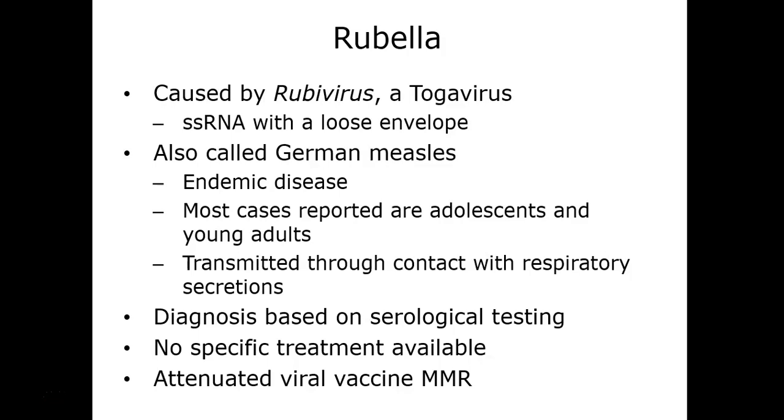So it's spread through respiratory secretions. Most cases are asymptomatic. However, we mentioned earlier that in some cases, it's able to cause congenital defects such as birth defects and stillbirths. It is also vaccinated against through the attenuated MMR vaccine, that is measles, mumps, and rubella.